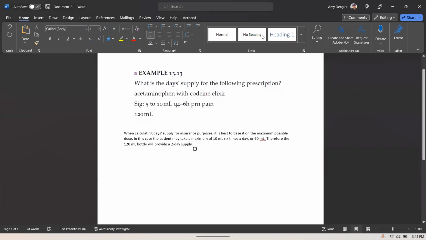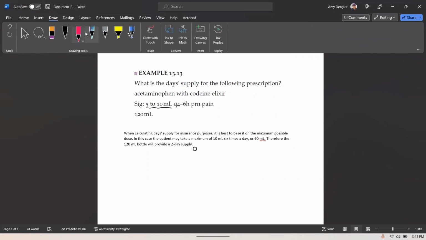So when calculating day supply for insurance purposes, it is best to use it based on the maximum possible dose. So meaning here, this says take 5 to 10 ml. We're always going to assume that they're taking 10 ml. They might not, and that's fine, but we're going to assume that they're taking the full 10 ml because the prescription says they can. So we have to make sure that's available. Then it says every 4 to 6 hours. So we have to assume that they're going to take it the most, which would be every 4 hours.